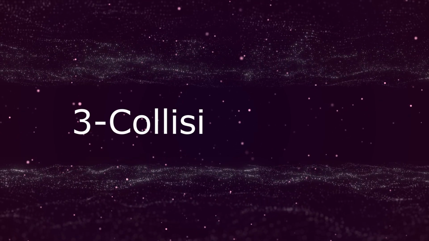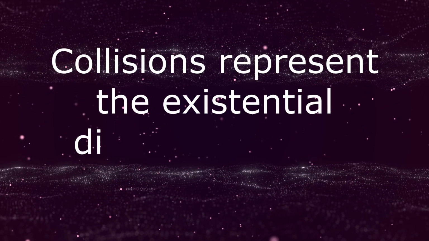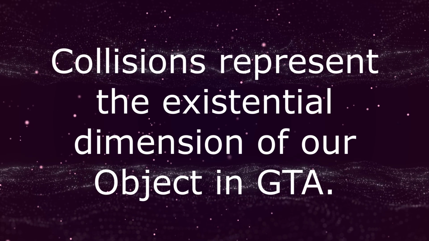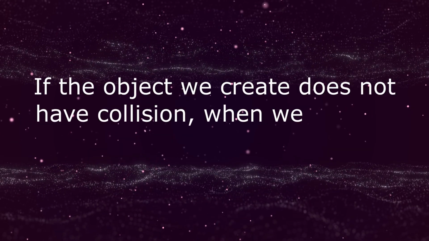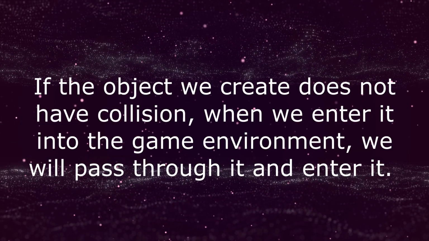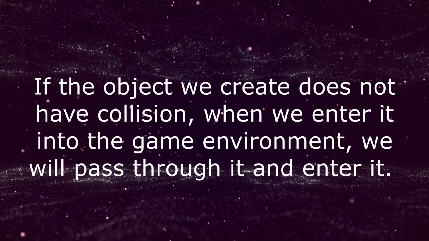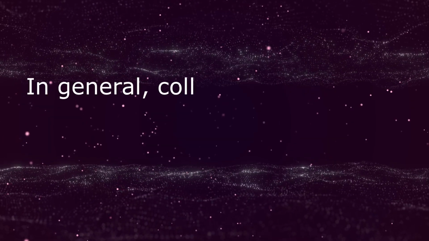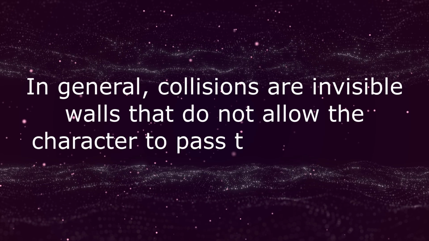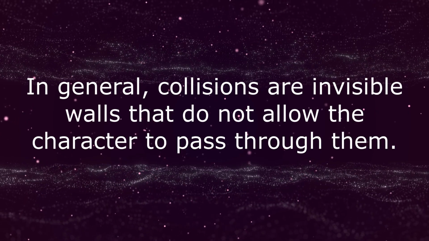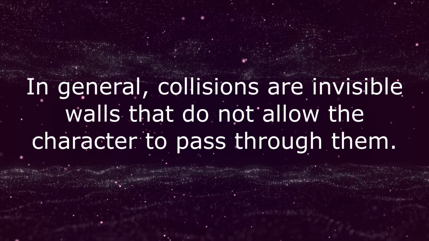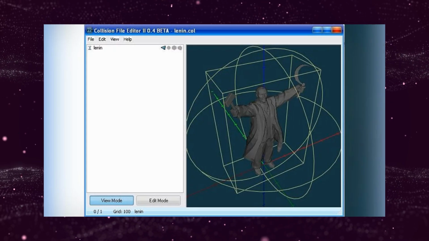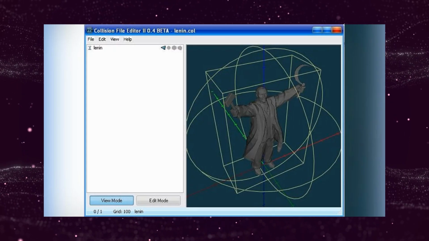3. Collision. Col. Collisions represent the existential dimension of our object in GTA. If the object we create does not have collision, when we enter it into the game environment, we will pass through it and enter it. In general, collisions are invisible walls that do not allow the character to pass through them. I use Col Editor by StuM for editing collisions.